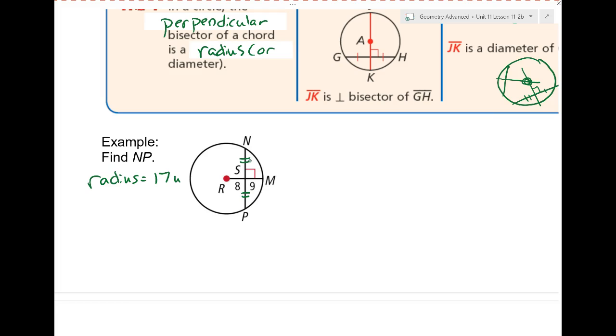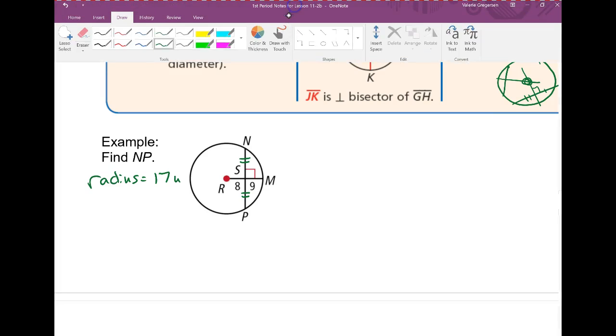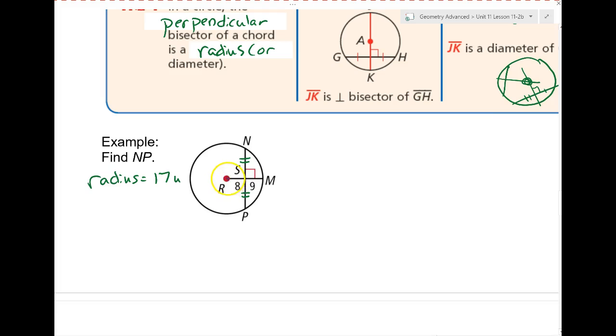What do I need to draw in? How about I draw in another radius? And here's where you always draw it, guys. If you do this, this makes it so easy. If you always draw in your radius to the end of the chord, you've instantly got your right triangle that you're going to work with. And what did you already tell me that the radius was? All right, so my hypotenuse is 17.